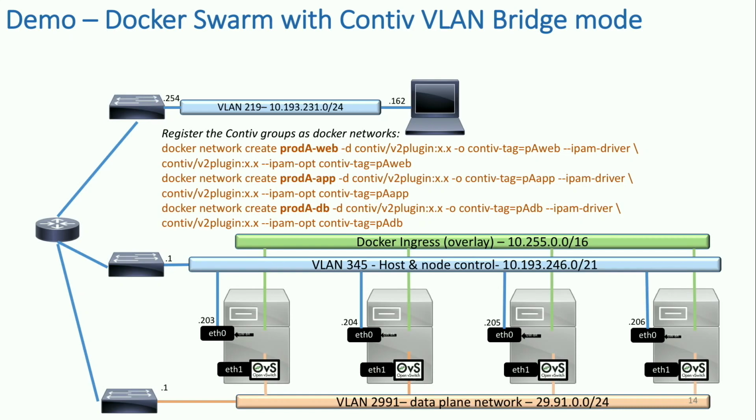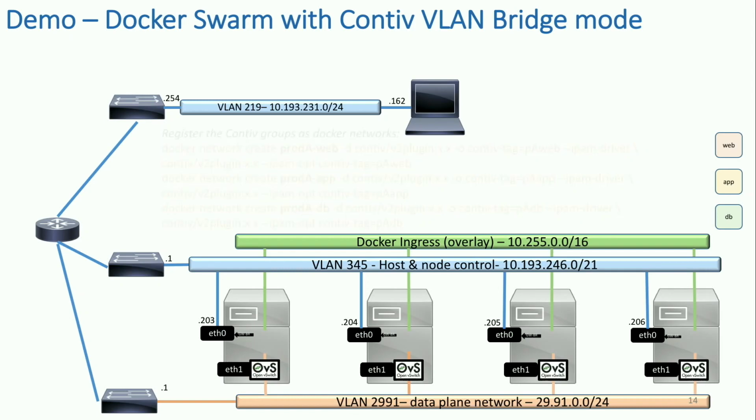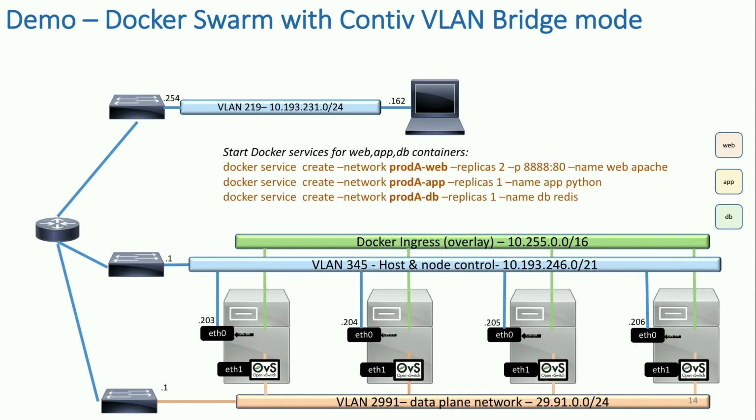So once we do that, we now create these web, app, and DB groups that can be referenced in Docker when you go ahead and run. So now we're going to have those containers that are able to run. What Docker thinks is a network is really a group in the entire network that we've got set up. In this case, we're going to run Docker services, and again, we're referencing our production web, DB, and app groups right there.